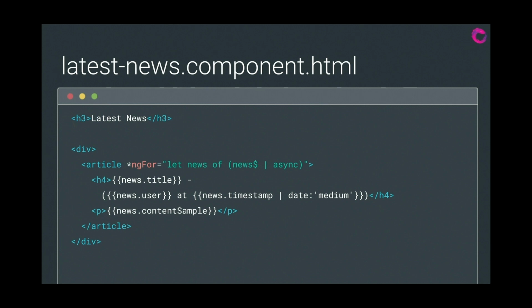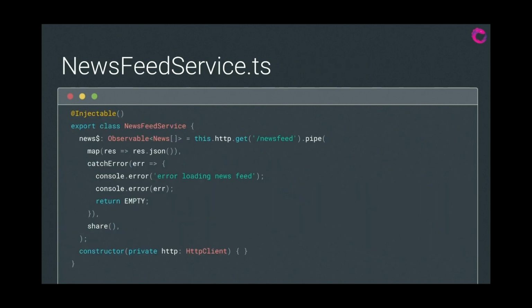So in our ngFor, you see I'm doing a pipe async on our news$ property. What that's going to do is subscribe to that news property, and every time it emits a value, which is an array of news, it's going to loop over it with ngFor and then bind the data out to the view, which has the title and the timestamp and some other things.